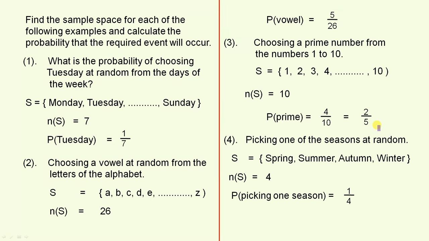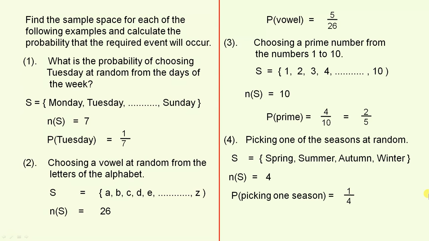And finally, picking one of the seasons at random. So here are the 4 seasons. So that's the sample space. The number in the sample space is 4. If we're asked to pick one of them, one of the seasons, the probability of doing that is 1 over 4.